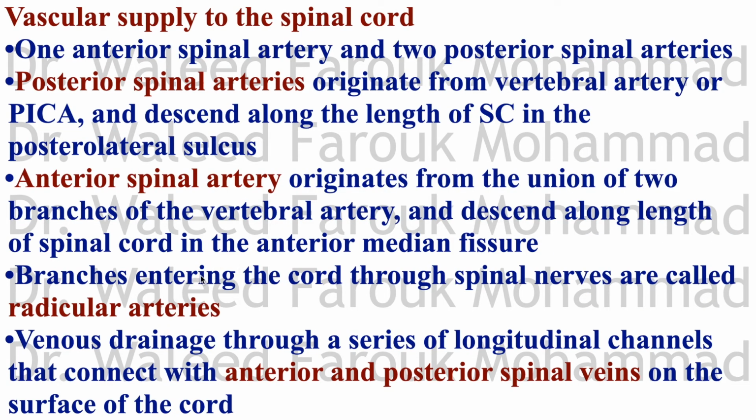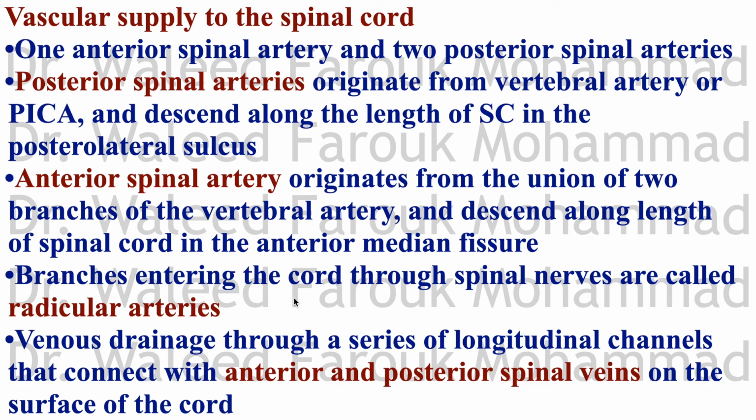Vascular supply of the spinal cord. It's a long structure, so it takes from nearby arteries, but the major blood supply comes from the posterior spinal arteries. There are two arteries from the vertebral artery as it goes up through the foramen magnum. The anterior spinal artery, which is single, is formed by the union of two anterior spinal arteries coming off the vertebral arteries as they go up as well, entering the skull. And the branches of these spinal arteries, as they go inside the spinal cord along the spinal nerves, are called radicular arteries.